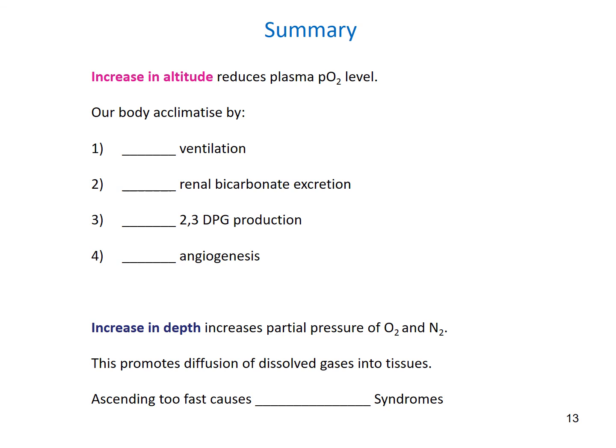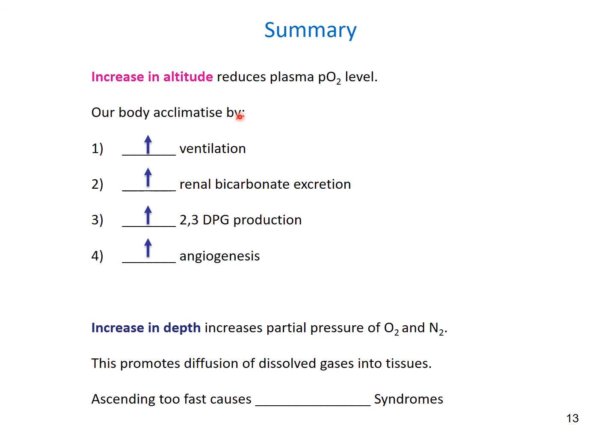With that, we have come to the end of this lecture. So in the first part, you have learned that an increase in altitude reduces the PO2 level, and that causes a challenge in distributing the oxygen around the body. And our body acclimatizes by increasing ventilation, increasing renal bicarbonate excretion, increasing 2,3-DPG production, and increasing angiogenesis.